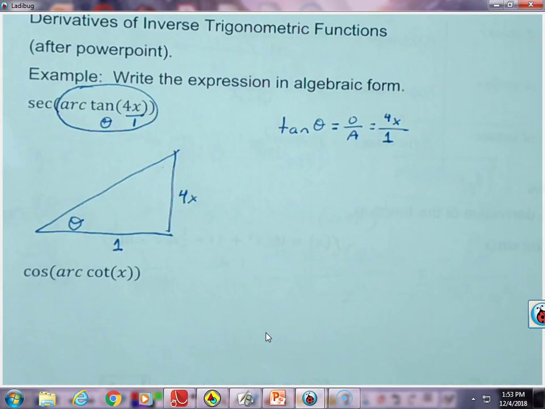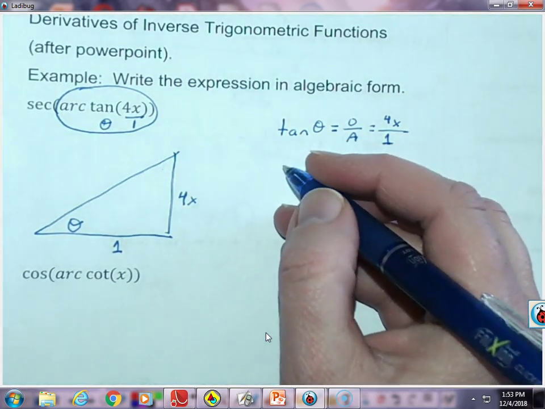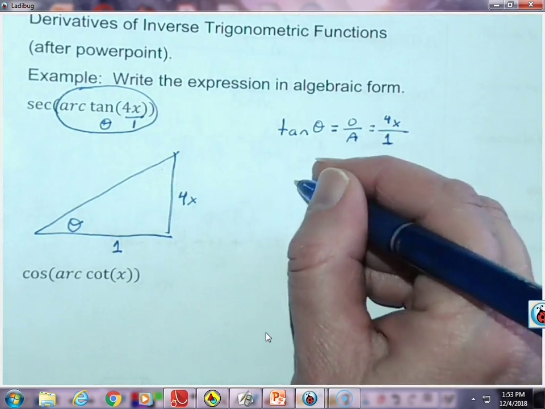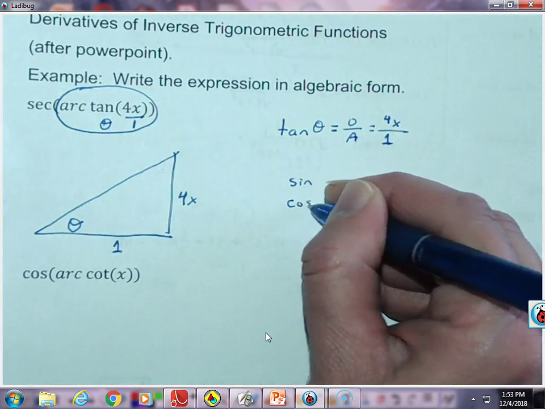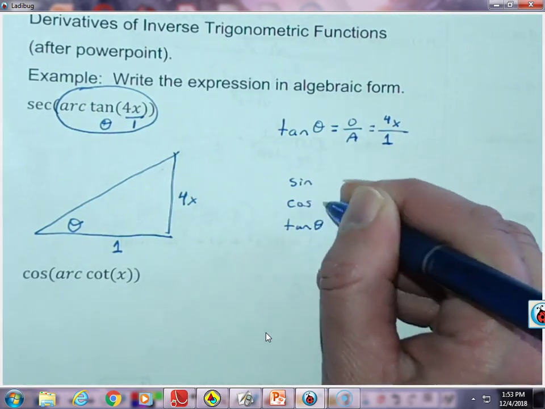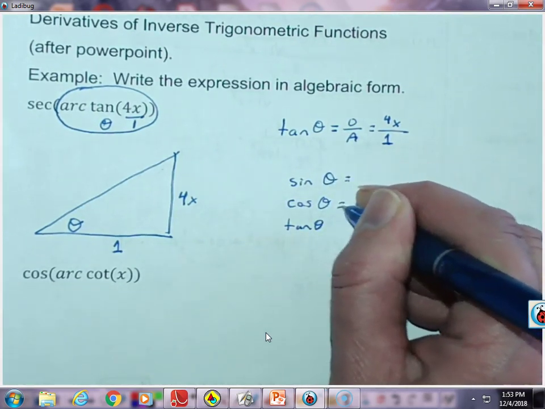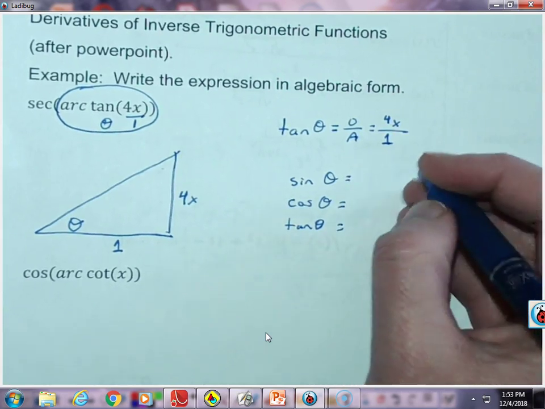Now I can't think of what the secant is, but what's the reciprocal of secant? Do you know? Okay, so let's just write real quick. We have sine, cosine, and tangent. Those are our typical ones, right? Those are our 3 primary. What are the ratios of sides?